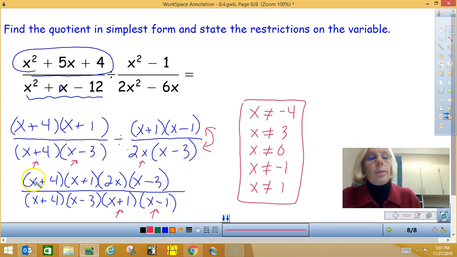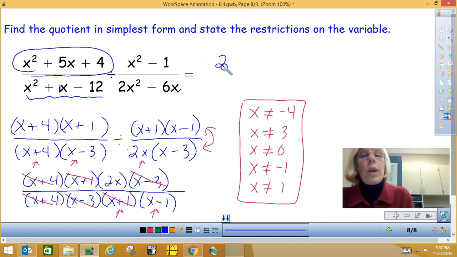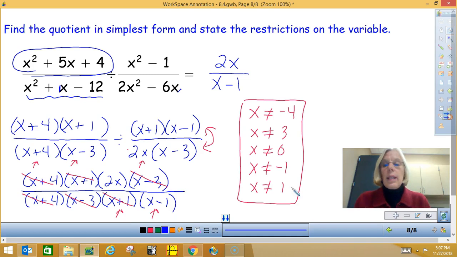Then we will cancel. The x plus 4's cancel. X plus 1 cancels. And we have a factor of x minus 3 in the numerator and denominator. So this whole big expression simplifies to 2x over x minus 1 with the restrictions that x cannot be -4, 3, 0, -1, or 1. Okay, that concludes the lesson on multiplying and dividing rational expressions.